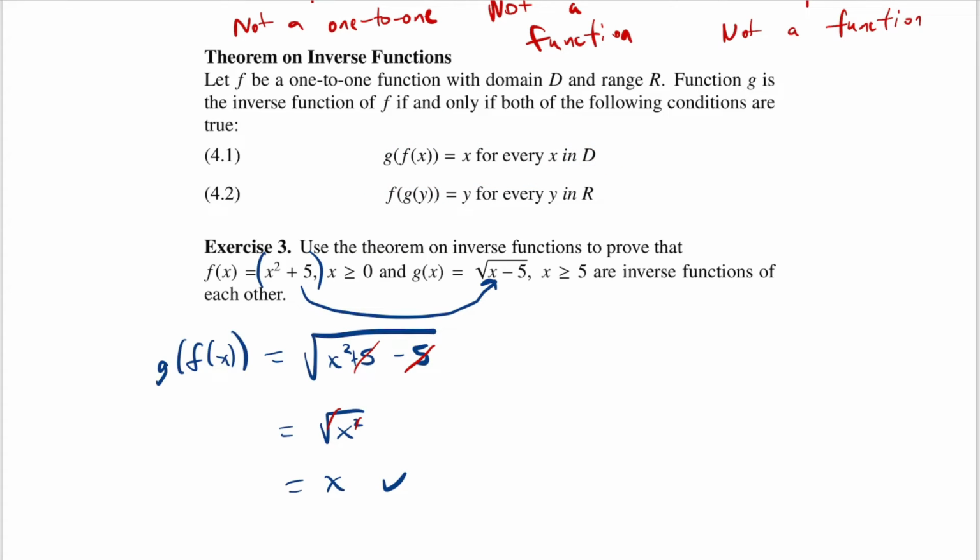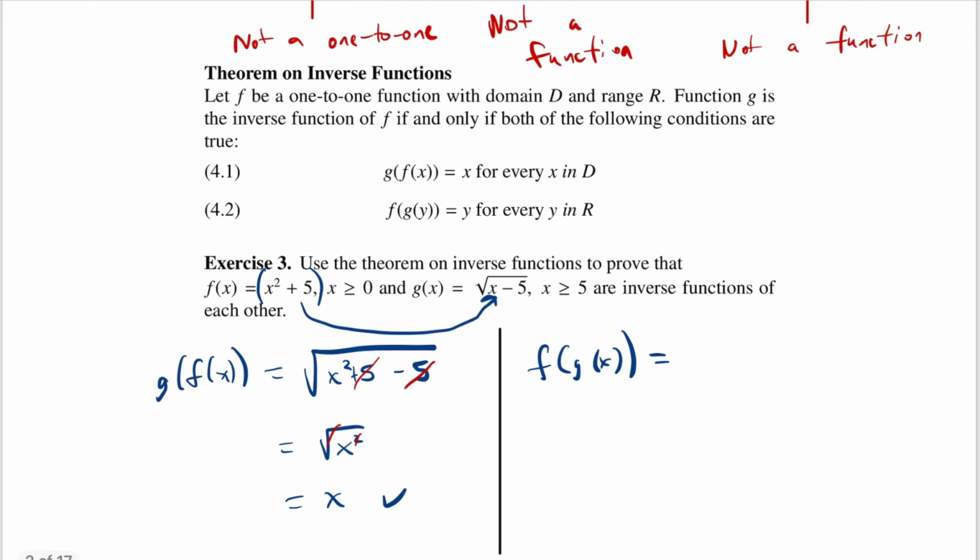So now we got to do the other direction. So now we're going to do f of g of x. You could do y if you prefer y, but I just prefer x. So now we're going to reverse the direction. This time we're going to substitute the g function into the f function.